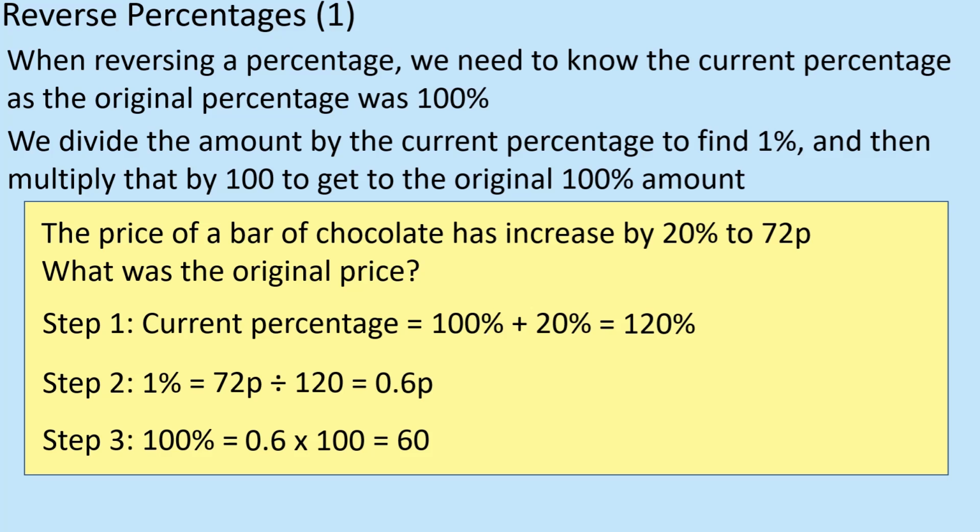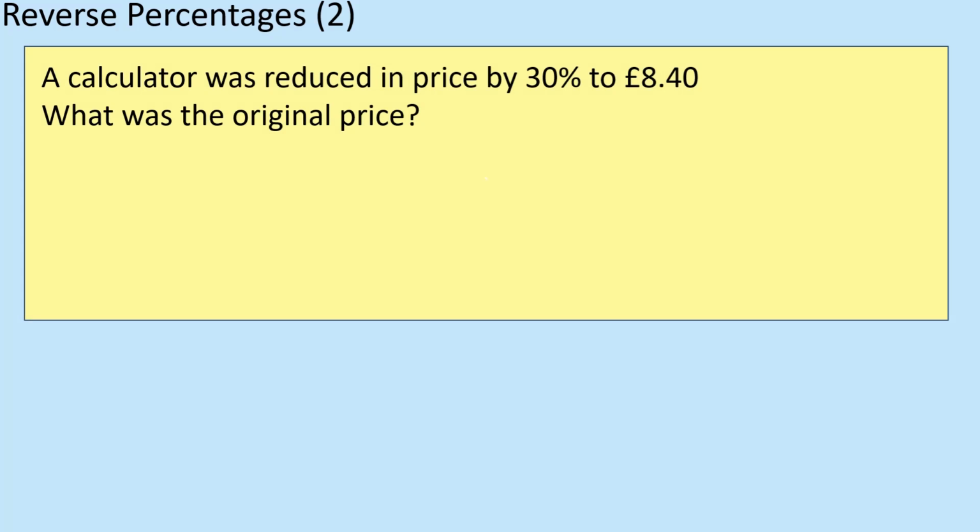So you divide it by 120 and then times it by 100. The original price is 60p, and of course you can always check by just doing it the normal way around.